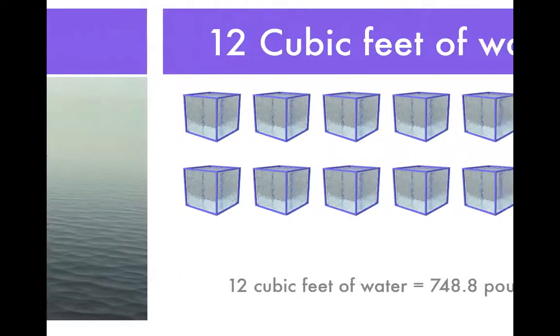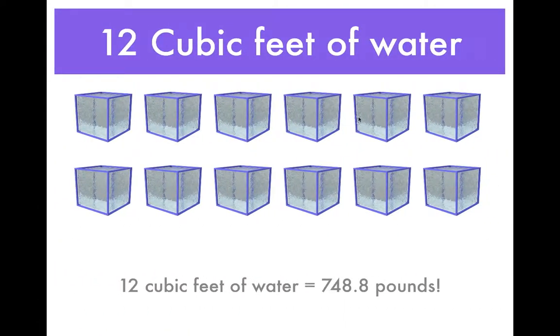All right, so here is the 12 cubic feet of water that our boat can displace. And if we multiply 12 times 62.4, we get 748.8 pounds. That's a lot of water. But remember, we don't want to load up the boat with 748 pounds, do we?